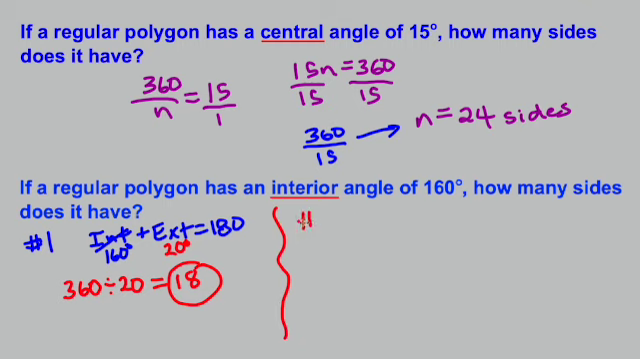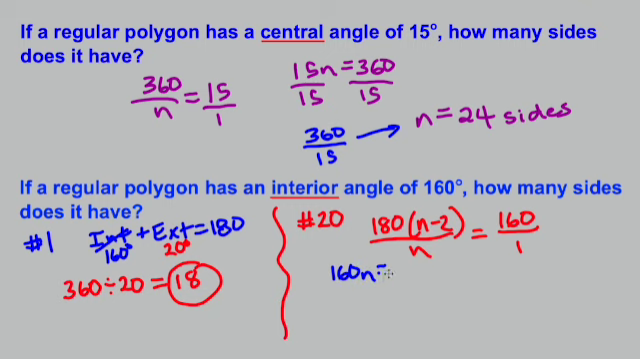Some people might prefer this method, and what you'd say is, I know the formula for an interior angle is this. It's 180 times the quantity n minus 2 all over n, and I would set that equal to 160. And then once again, we're going to have proportions here, and when you multiply across, 160 times n is 160n, and 1 times all of that would just be 180 times the quantity n minus 2. I'm going to go ahead and multiply it out. 180 times n is 180n, and 180 times negative 2 would be negative 360.